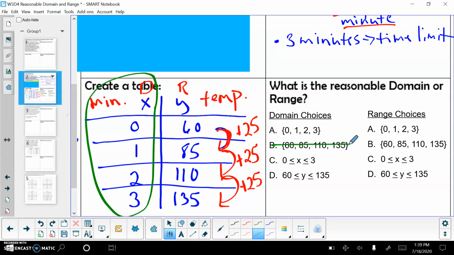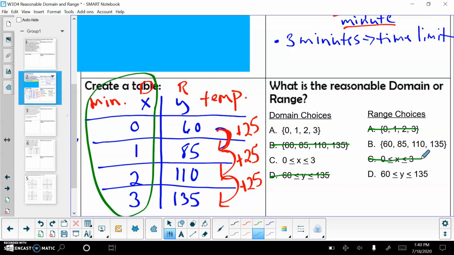But look at C. C also has some interesting values there. It's saying from 0 to 3, which is what my chart is showing. So it could be C as well, but it's definitely not D. So I can mark that off. And I can even do the same thing to the range. I know the range is the other side, so I know that A is definitely wrong. And I also know that C is definitely wrong because it just has the wrong numbers on there.